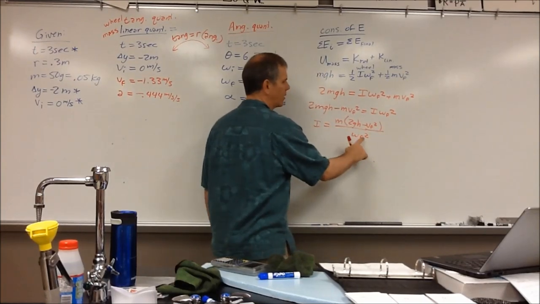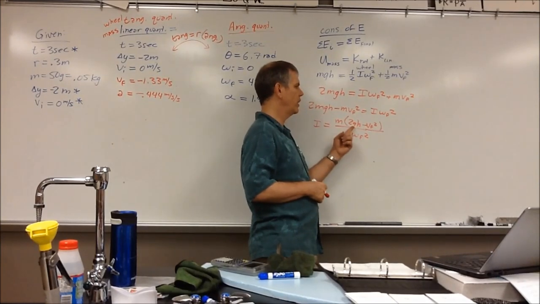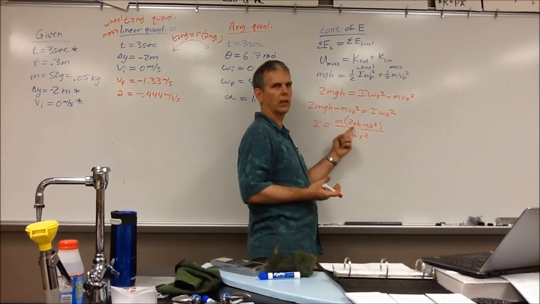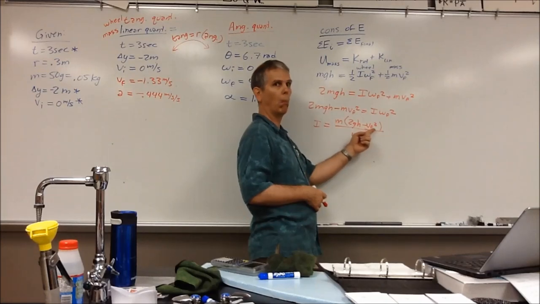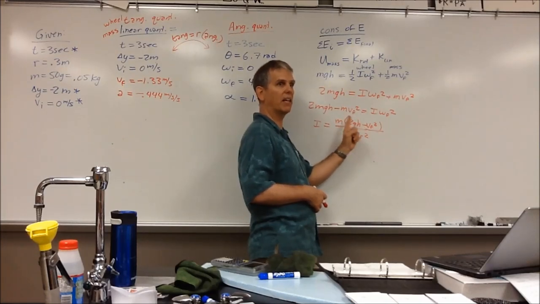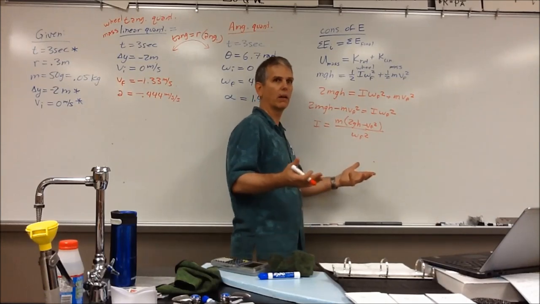Now, I just want to point something out, and this is kind of semi-interesting here. What is G? That's an acceleration, right? And that's meters per second squared, yes? Times meters gives me meters squared per second squared. And that's meters squared per second squared. You cannot add things unless they are the same units. So we know we did the math right.